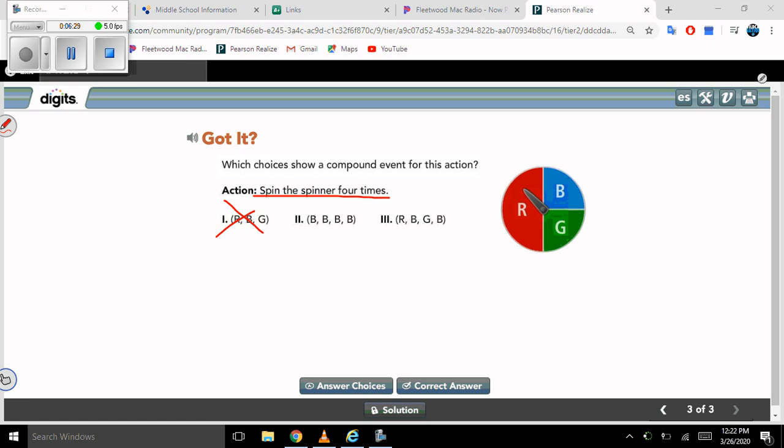Could I possibly, on number 2, spin a blue, followed by a blue, followed by a blue, followed by a blue? Yes, you could. This would be unlikely if you go back to 16.1, but this is possible. Number 3, could I spin a red, followed by a blue, followed by a green, followed by a blue? Yes, I could. So we would think that the 2 answers that should work would be number 2 and number 3 choices.